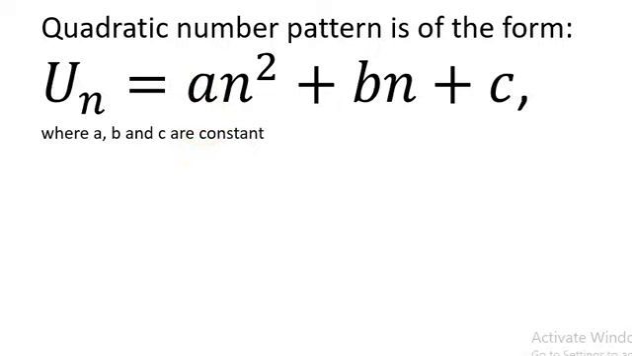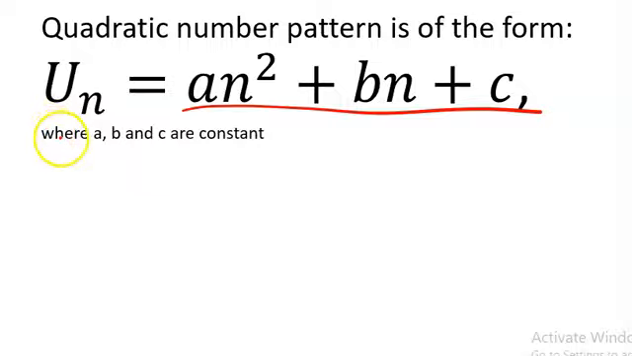So this is a quadratic expression. The highest power of the variable of interest is power 2, so that makes it quadratic. And a, b, c are all constants. Okay, let's look at what the sequence looks like. If you are watching me for the first time, I urge you to go and watch the previous video, that is linear pattern.